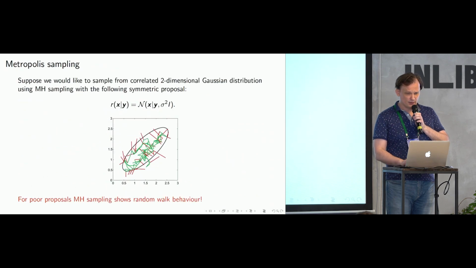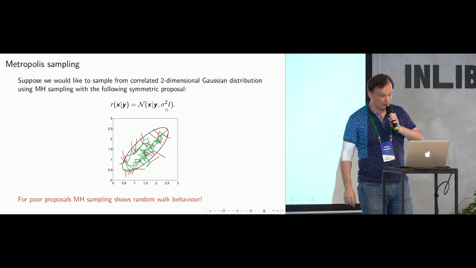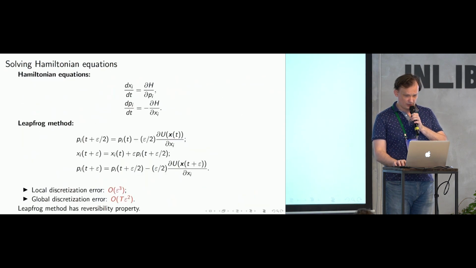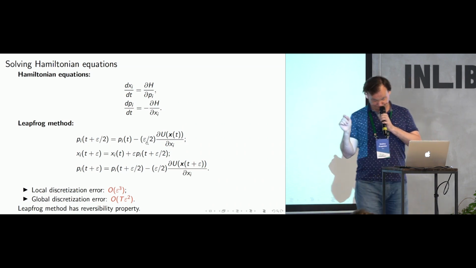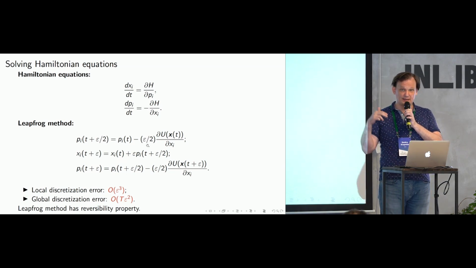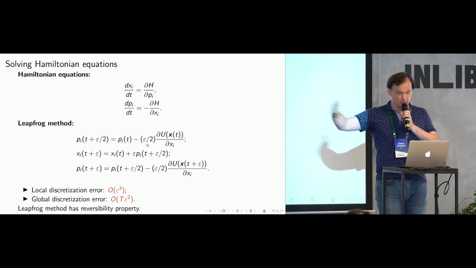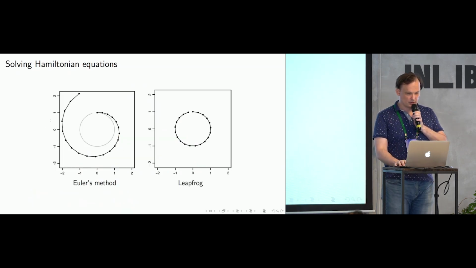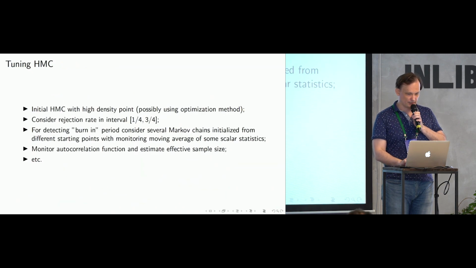In simple random walk Metropolis sampling, we have a parameter of variance, the size of the variance of our proposal distribution. In the case of Hamiltonian Monte Carlo, we have two parameters. First, we have this epsilon, the discretization step in solving the differential equation. And the other parameter is the number of steps we do, the time horizon. So here we have two parameters, and we need to tune them somehow.